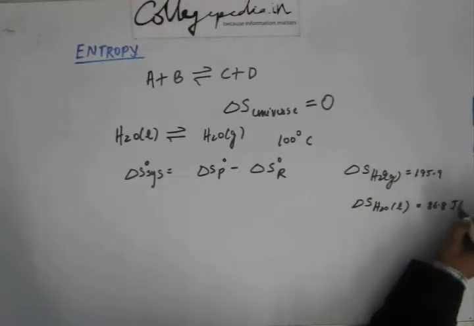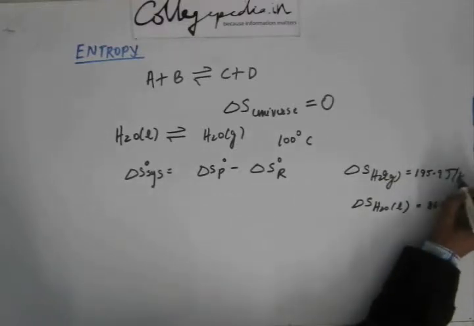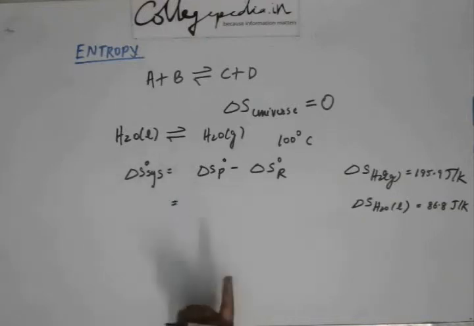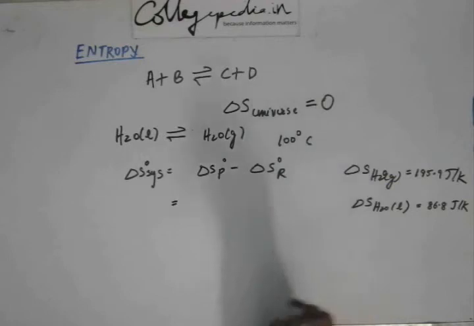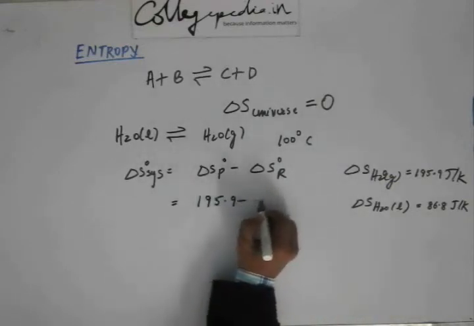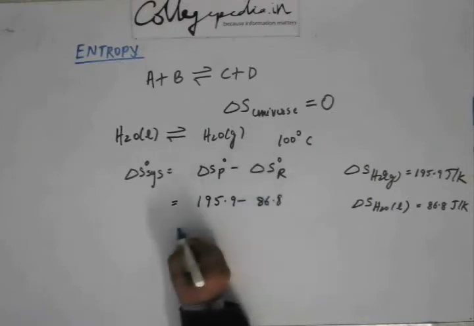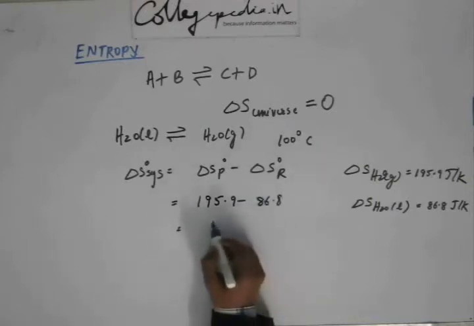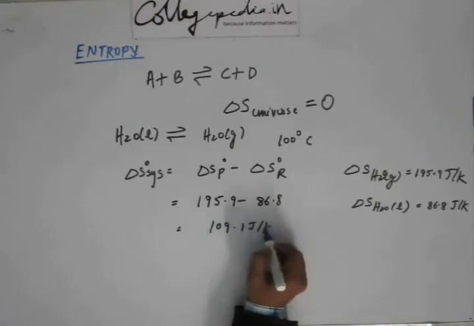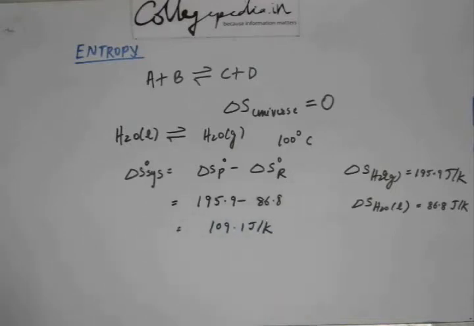Now joule per Kelvin, same as here, joule per Kelvin. So delta S of system calculation is easy. You just have to subtract this from this. So if you do this, 195.9 minus 86.8, this is going to be 109.1 joule per Kelvin. So delta S of system you have found out.